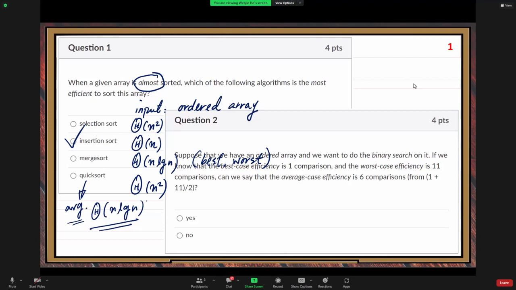Actually, I said that in the notes, because when I teach quicksort, I have to tell you this is the best property. After you learn quicksort, you need to know this property. After you learn insertion sort, you need to know this property. After you learn merge sort, you need to know it has the best worst-case efficiency.